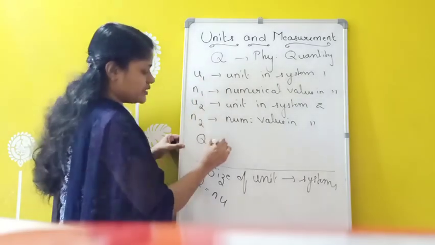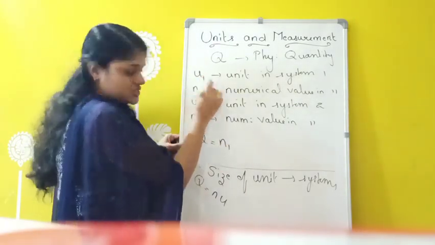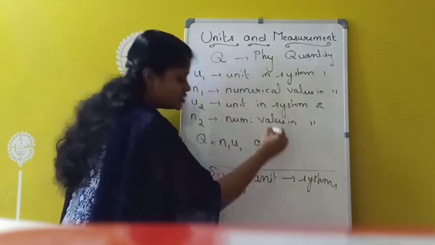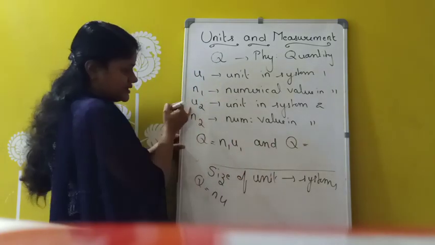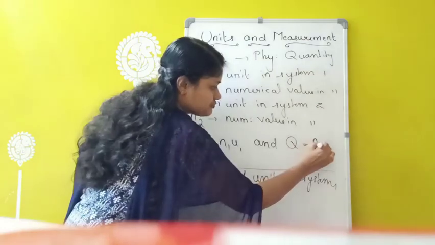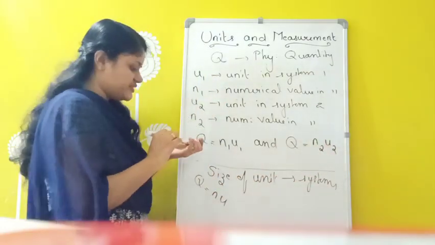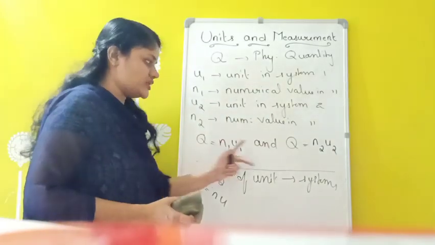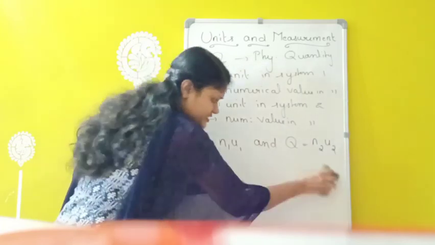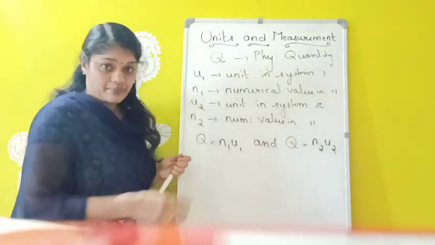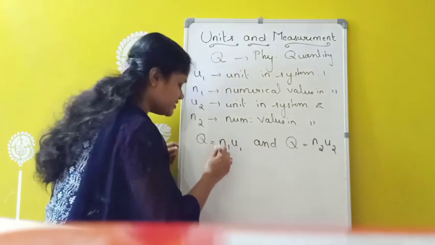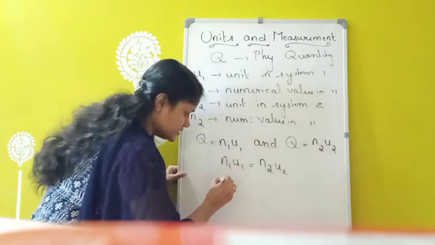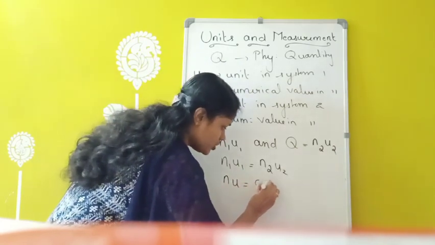N1 into U1, the numerical value and unit in system 1. Similarly, in the second system, the same physical quantity Q can be written as Q equals N2 into U2. But here we can see that on the left-hand side the physical quantity is the same. Suppose it is length, then here also length, here also length. So the left-hand side is the same, which means the right-hand side will also be the same. So we can write N1 U1 equals N2 U2, or simply N into U must always be constant.